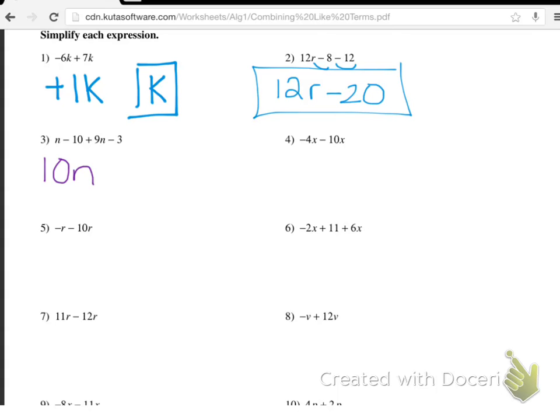And then negative 10 and a negative 3, same sign, sum. Keep the sign, negative 13. Hopefully you can do that almost right in your head. There's very little process to follow.